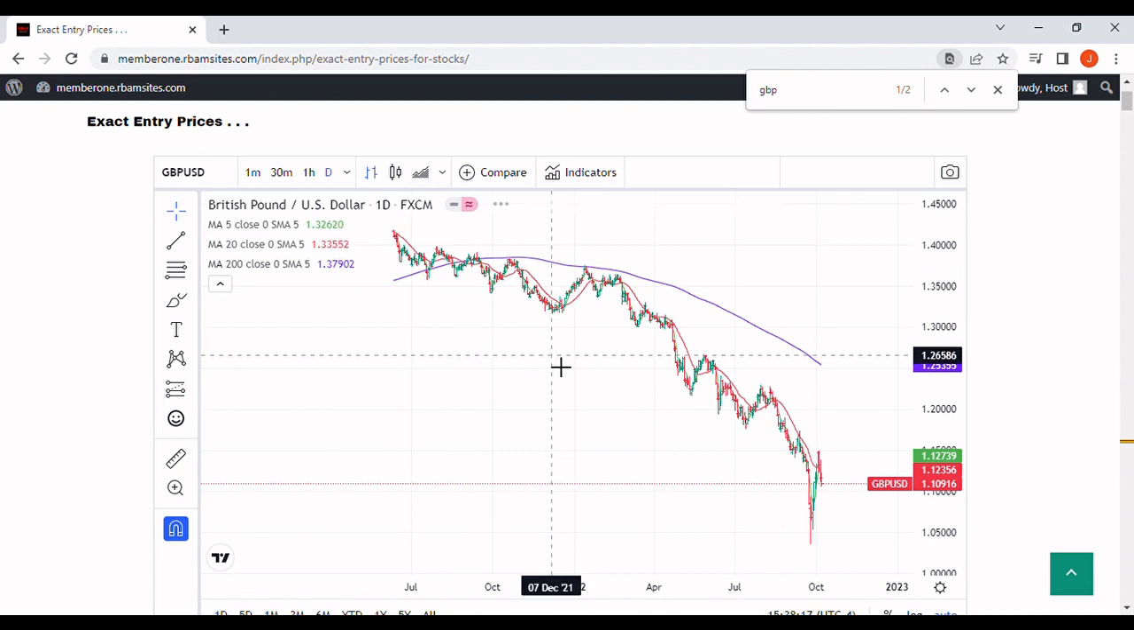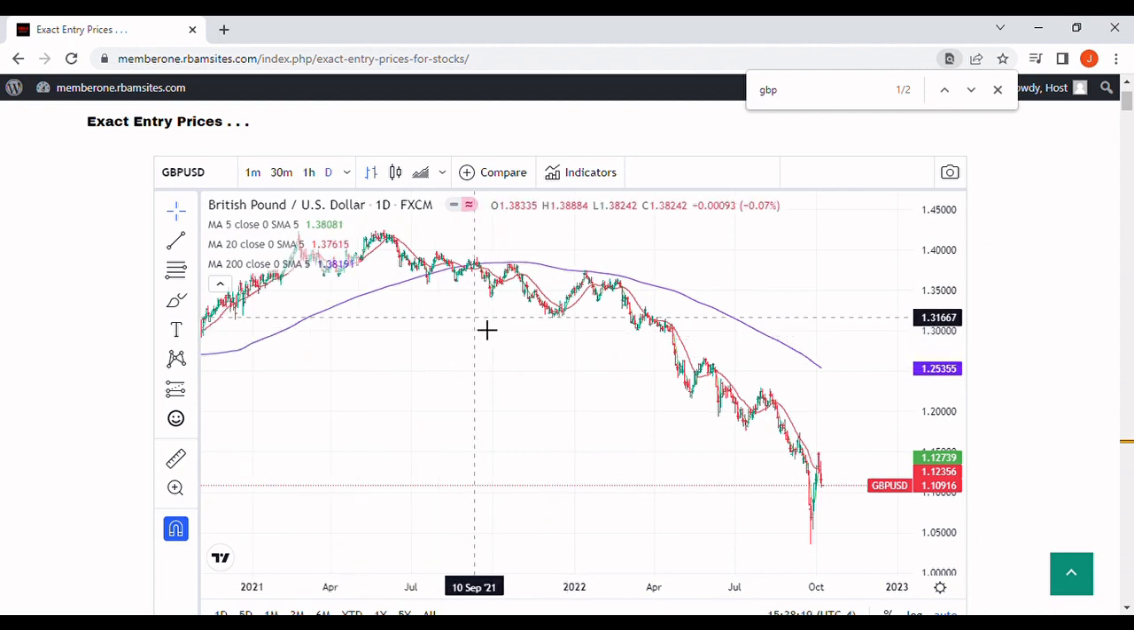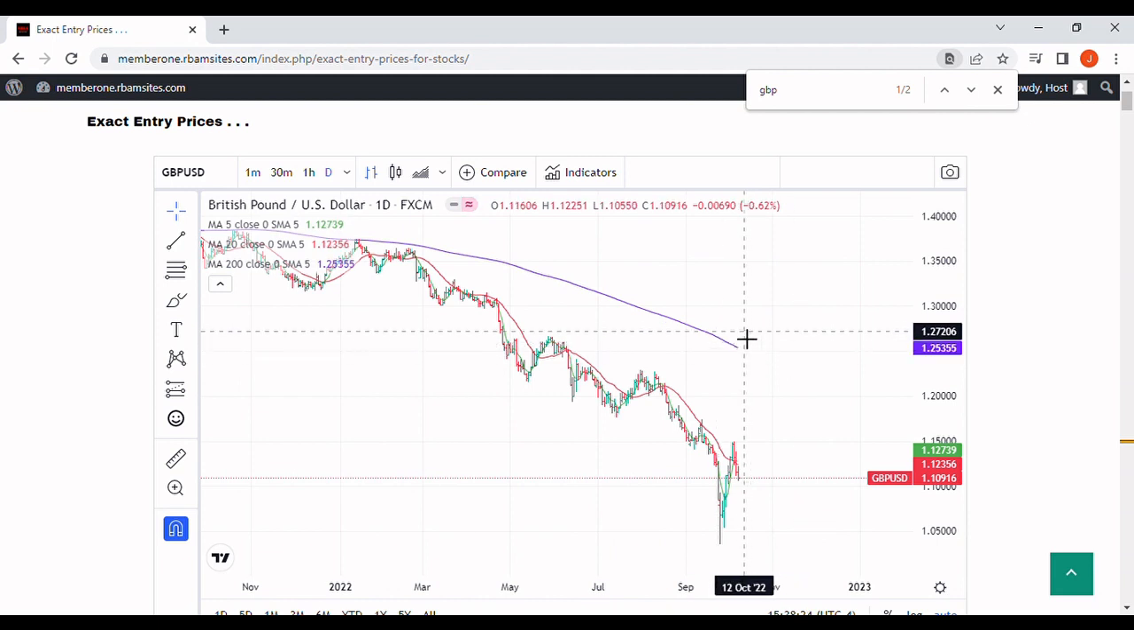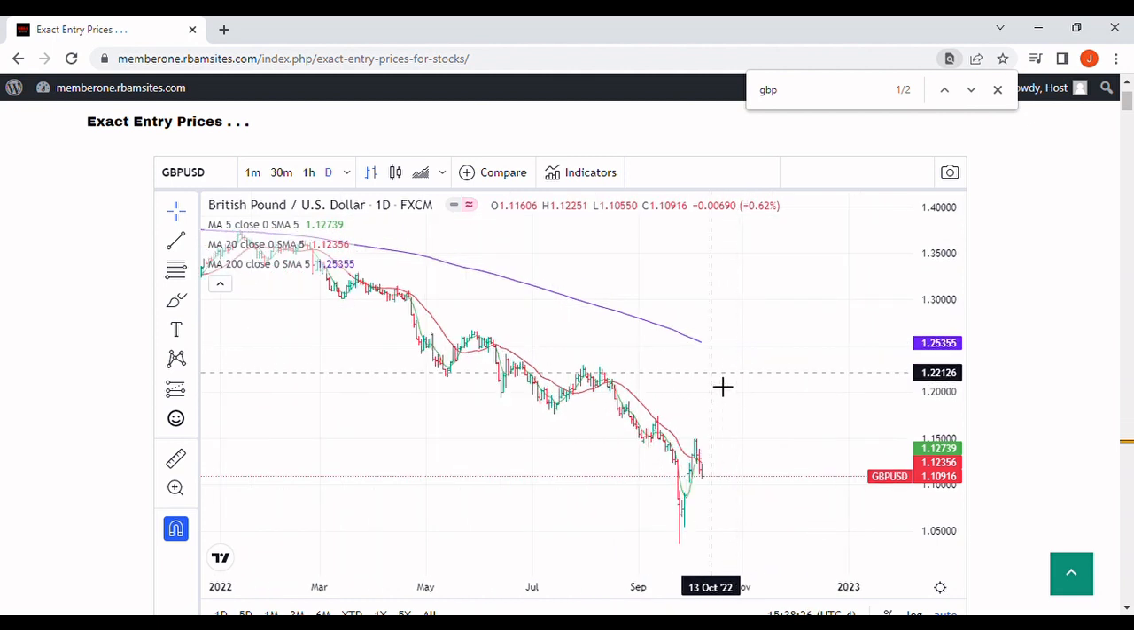As you can see, we've been in a bear market since approximately September 2021 and continue to be in a bear market. As long as the US keeps raising interest rates, we're going to get people selling currencies and buying the dollar, and people are selling the British pound against the dollar.